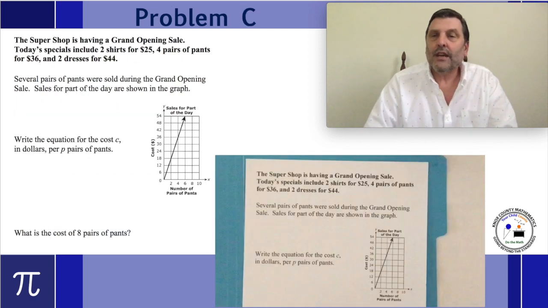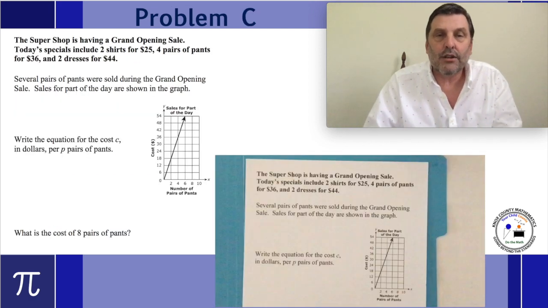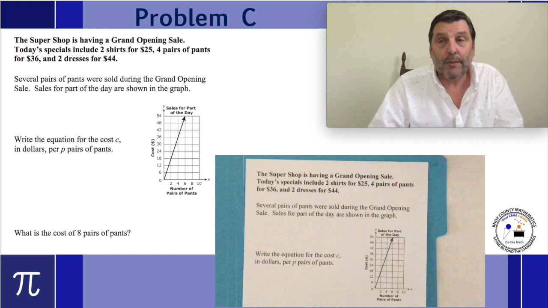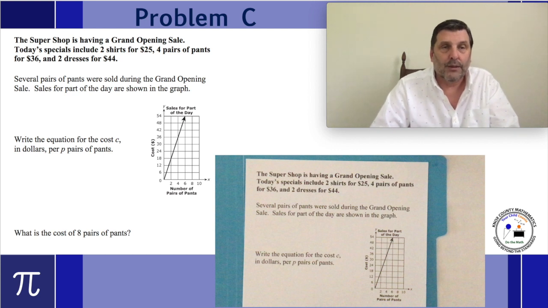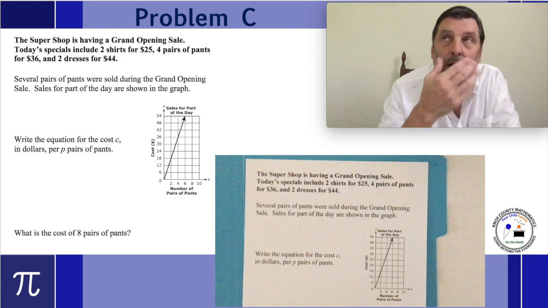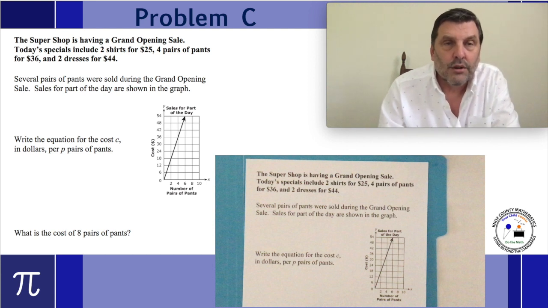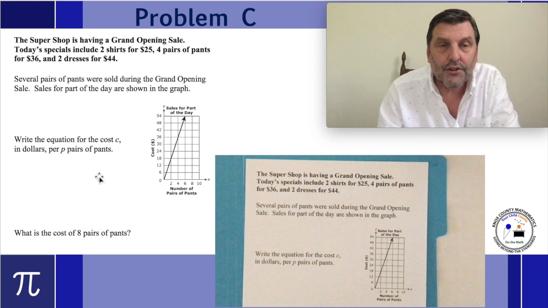Problem C, same question. The super shop is having a grand opening sale, and this part was several pairs of pants. Now we're looking at pants, not shirts. Several pairs of pants were sold during the grand opening sale. And we've got a chart, and this time we're visualizing not with a table, but with a graph. Write the equation for the cost C in dollars per pair of pants. What is the cost of 8 pairs of pants?